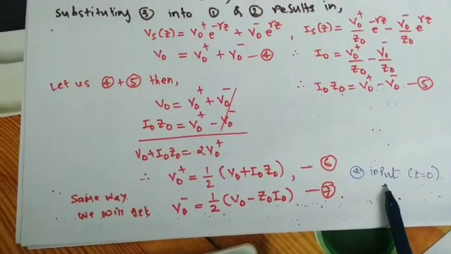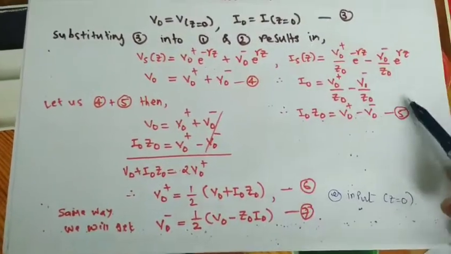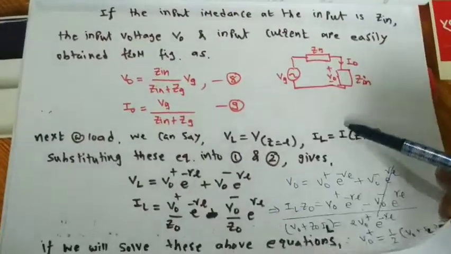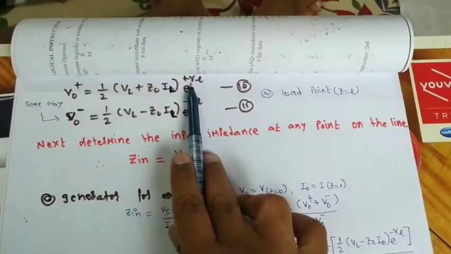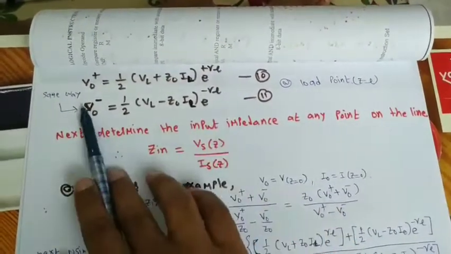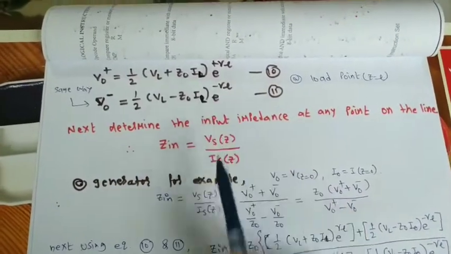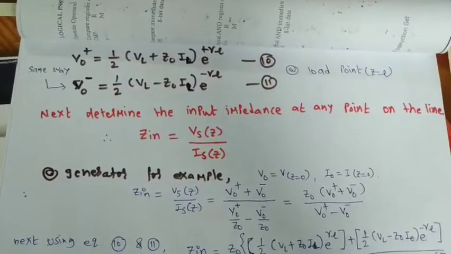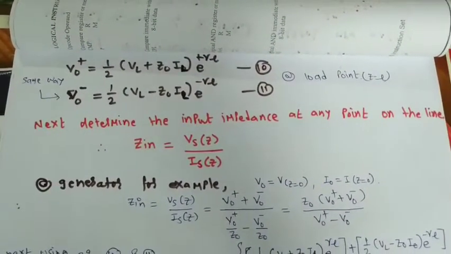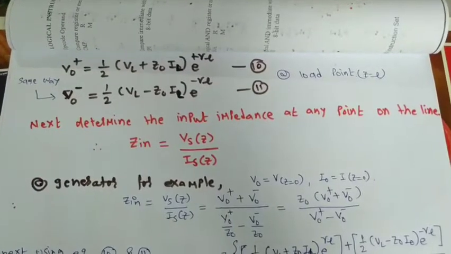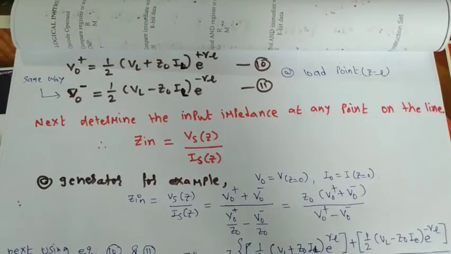Okay, so earlier there was no e raised to minus or plus gamma term, but here you can see that because the gamma propagation constant is present, we are getting these two terms in the expression also. So finally, now we have the two main expressions: one is at the load point Z equal to 0, and the second one is at the load point Z equal to L.